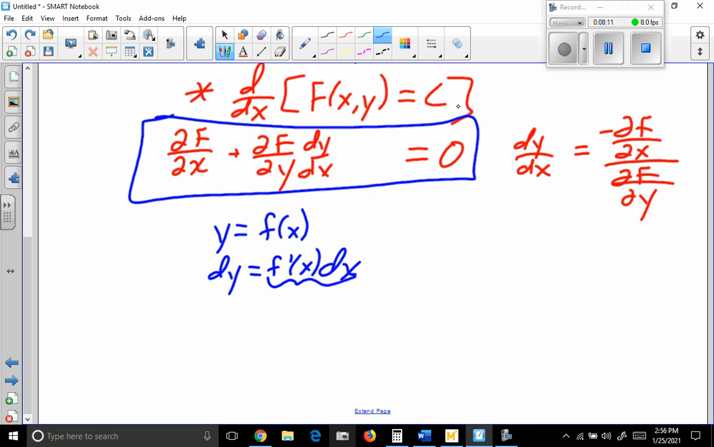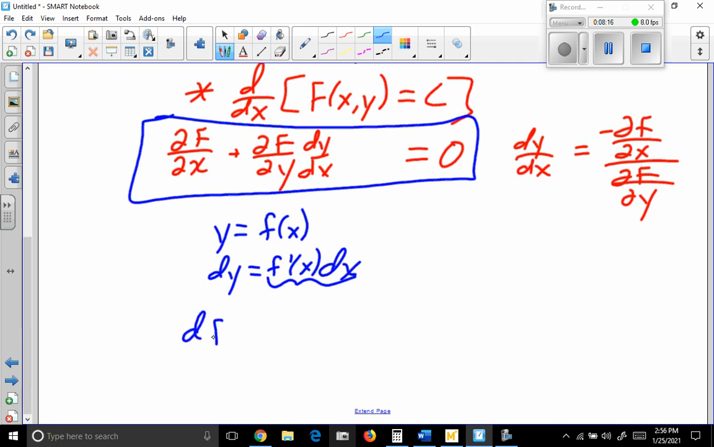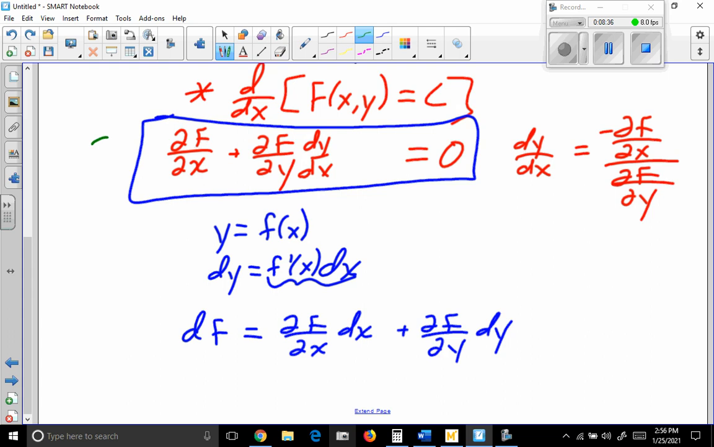We can do the same thing if we have multivariables. The differential f, if our function is two variables, is the partial of f with respect to x times dx plus the partial of f with respect to y dy. Notice if we multiply in this equation each term by dx, we get this. This is the total differential.